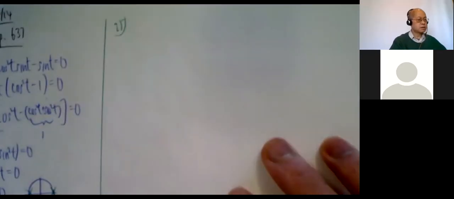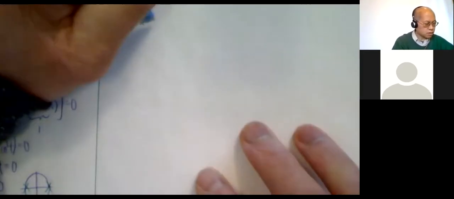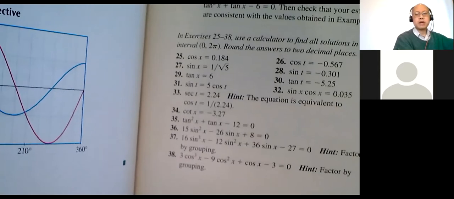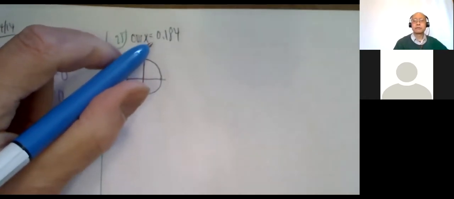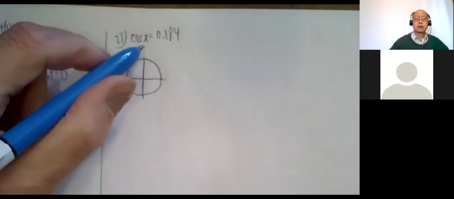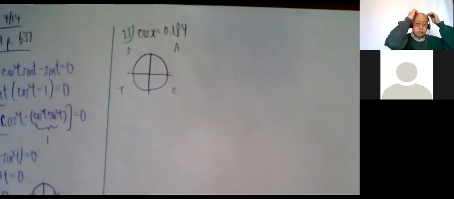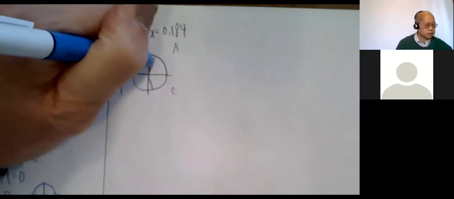All right, so 25 cosine of x, cosine of x is 0.184. You want the solutions between 0 and 2 pi. All right, that's a positive quantity. What quadrants will the cosine be positive? All students take calculus. Cosine is positive in 1 and 4. 1 there and 1 there.